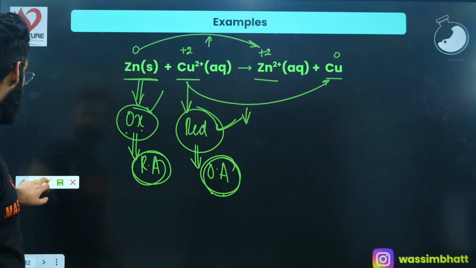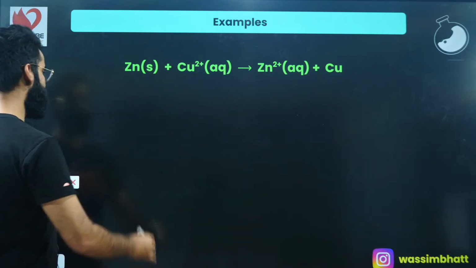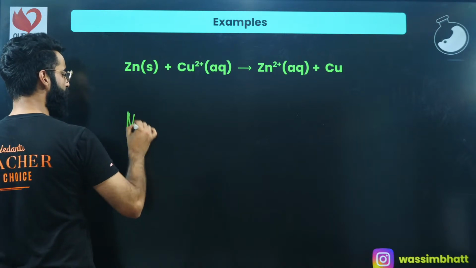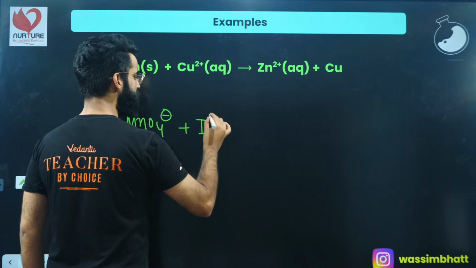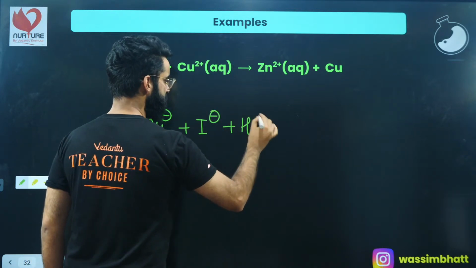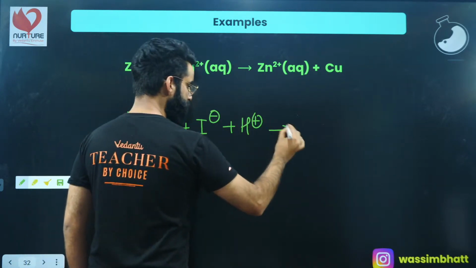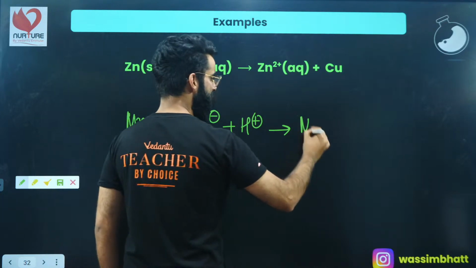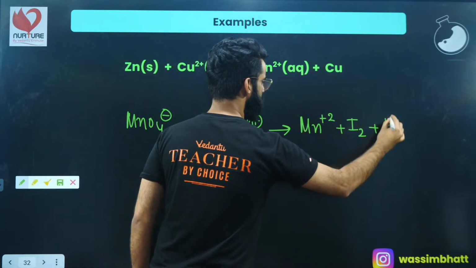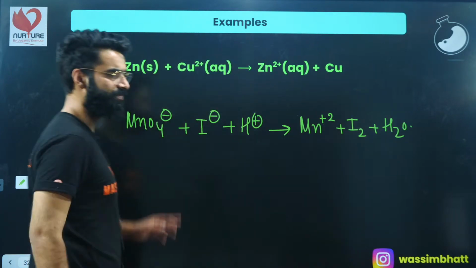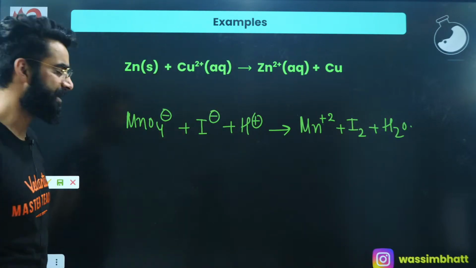Okay. Let me take one more example. Let's say I've got MnO4 negative plus I negative plus H positive. Let's assume it gives Mn2+ plus I2 plus H2O. Let's identify which one among the two is the oxidizing agent and which one is the reducing agent.